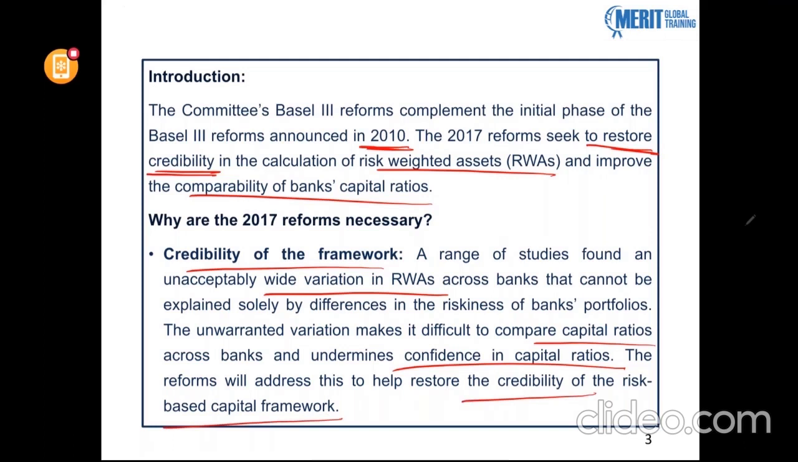We want to have faith in the RWA calculations that banks are sending to regulators. Because if you cannot rely on these RWA calculations, then there's a problem. We cannot make any meaningful decision on how healthy it is to invest in a particular bank, okay, or whether the bank will even be able to continue to run as a going concern. Okay, so these are the things that the Basel III 2017 reforms actually want to address.